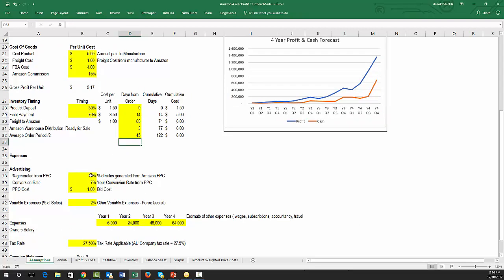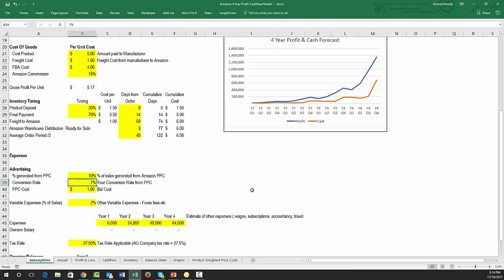Then we've got some advertising expenses here. Now, what we've worked it on the basis of saying, okay, we're going to generate, in this case, 10% of our sales from Amazon PPC. The 90% are going to be organic sales. We could change that to 15%, change it around along the way, but let's just have it for 10%. And then we've got your conversion rate from PPC. So we're saying, okay, it's going to be, in this case, 7%.